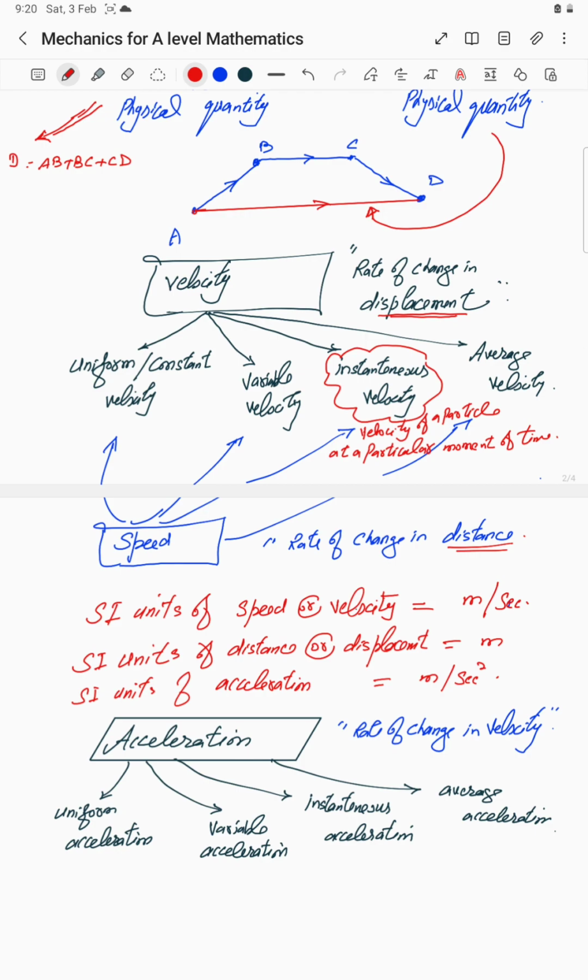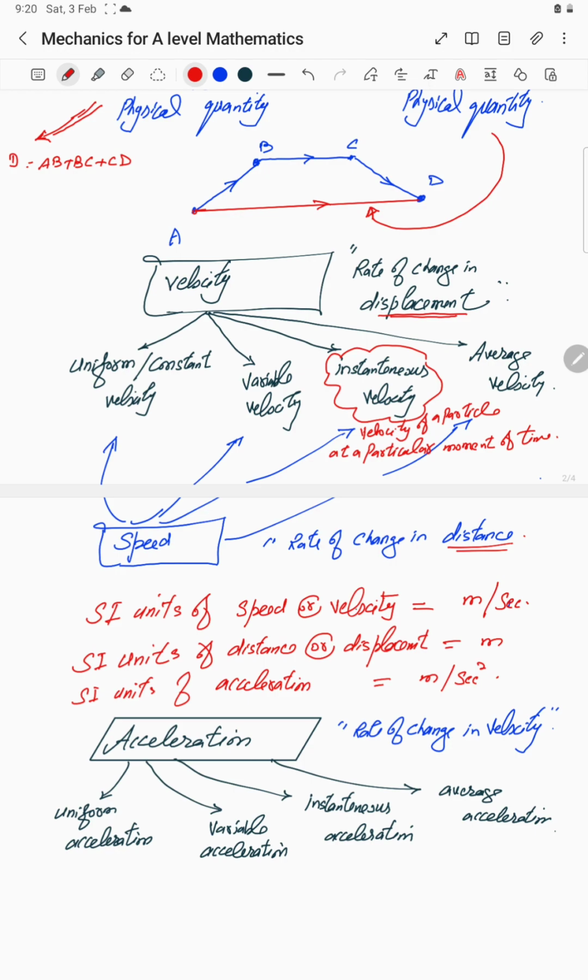At any particular instant, the word instant comes from the moment of time. If you are going from point A to B, then in between A and B, at any moment, you can find out what velocity you have. That is called instantaneous velocity. I hope it is clear.